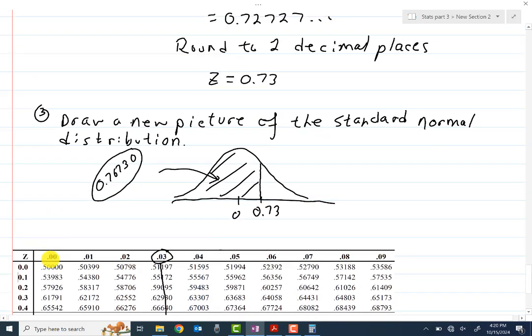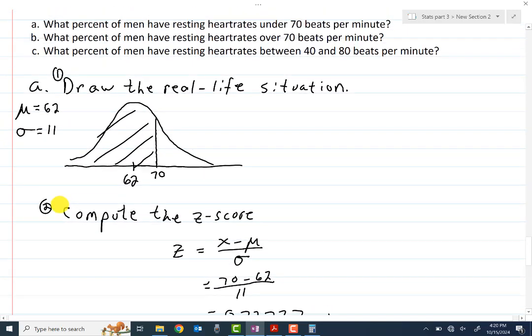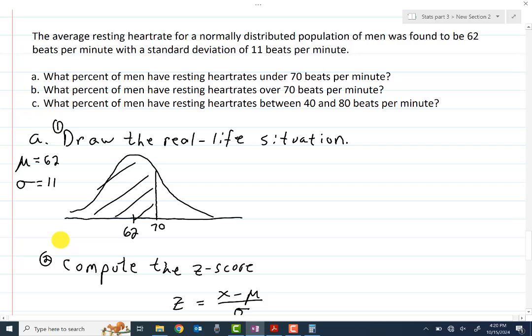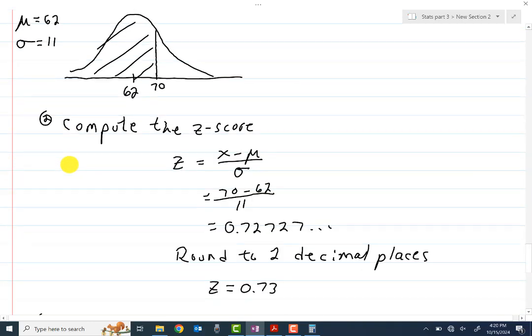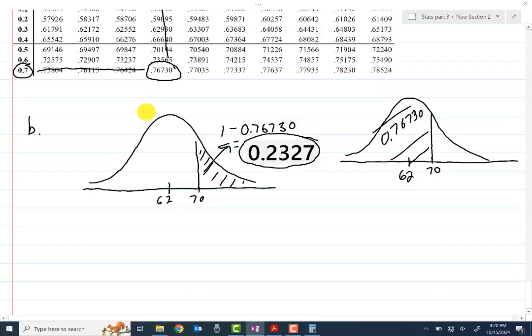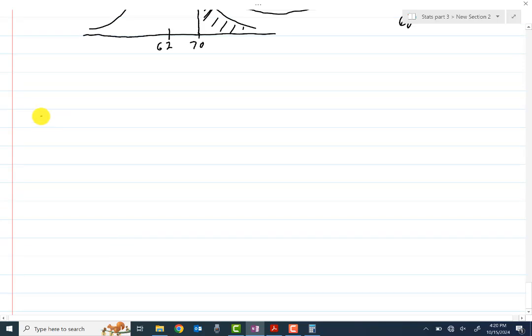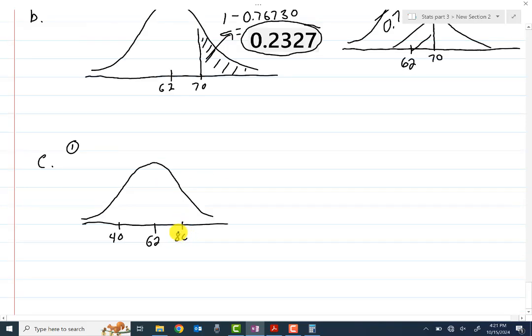There was one last piece. That was part C. Here we want people that have resting heart rates between 40 and 80 beats per minute. So between 40 and 80. First, draw a picture of the real life situation. Remember, the mean was 62. Here, 40, I don't know where it'd be, probably about here. So we want between those, this shading.